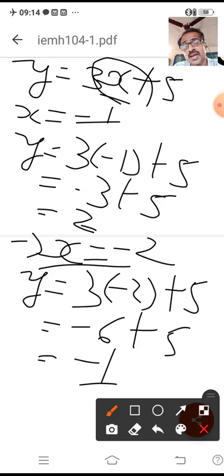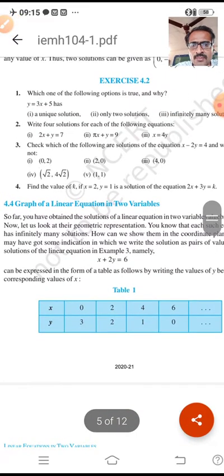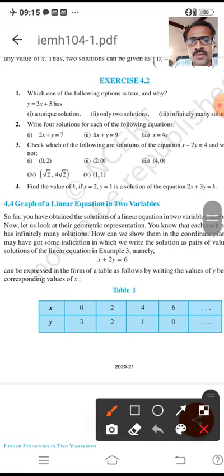So we can take infinite values of x. So how many solutions are we going to get? Infinite. Okay, so we will get infinitely many solutions. So the answer to this first question will be number 3, infinitely many solutions. Let us solve question second.